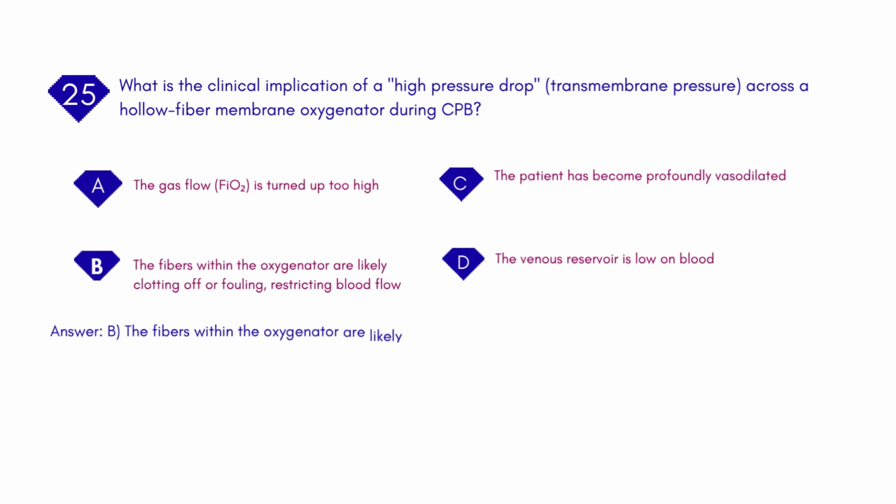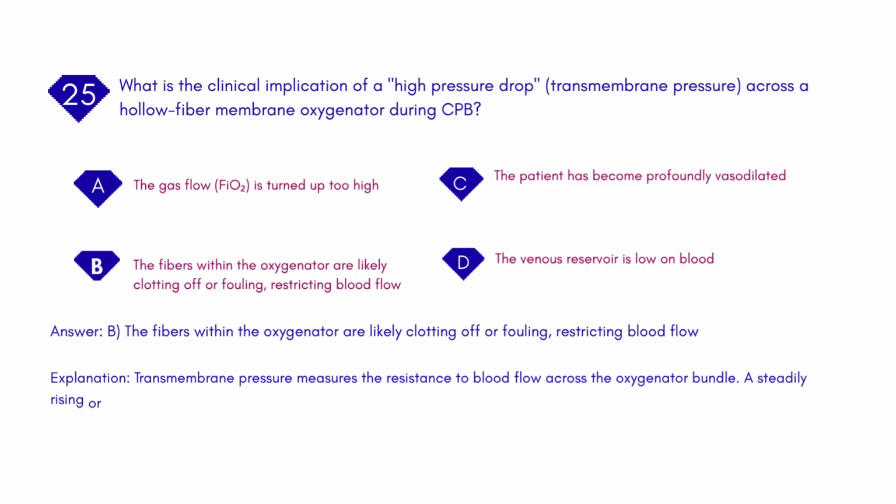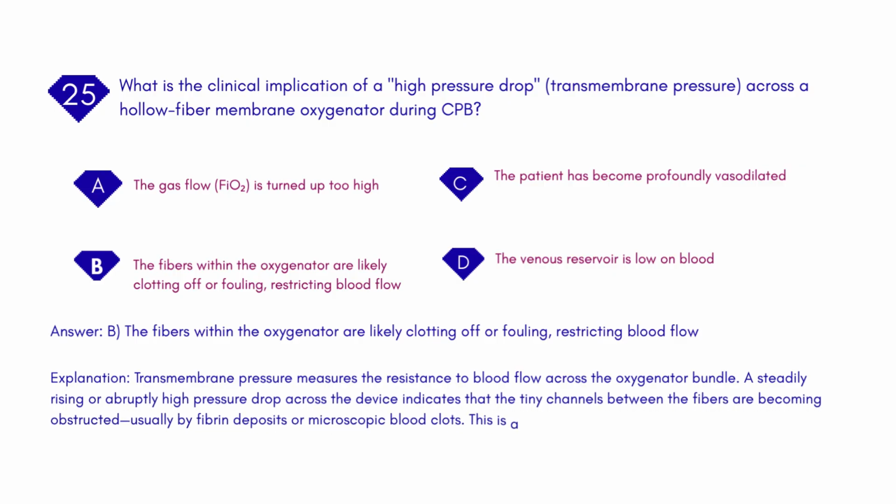Answer: B. The fibers within the oxygenator are likely clotting off or fouling, restricting blood flow. Explanation: transmembrane pressure measures the resistance to blood flow across the oxygenator bundle. A steadily rising or abruptly high pressure drop across the device indicates that the tiny channels between the fibers are becoming obstructed, usually by fibrin deposits or microscopic blood clots. This is a warning sign of potential oxygenator failure.